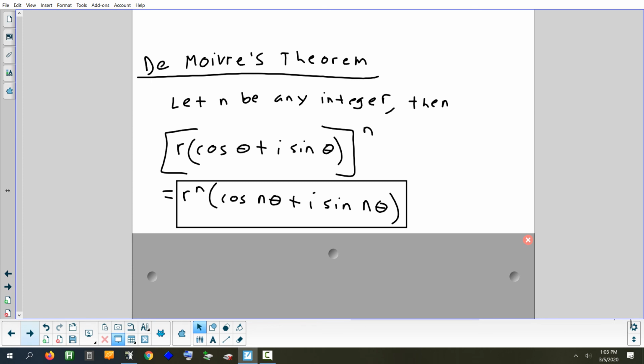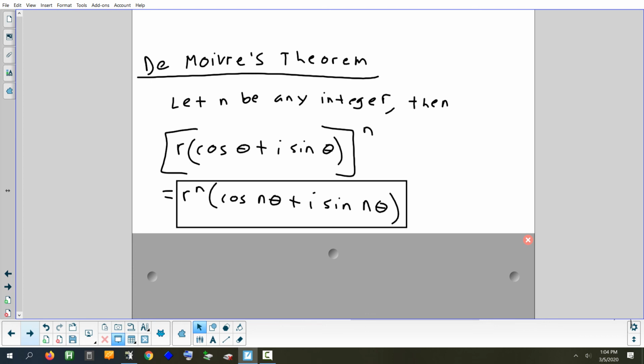So if I give you a number in trig form, or if it's not in trig form, you can get it in trig form. That's what you did last night. If you want to raise that to the nth power, two things: raise the radius to the power, multiply the angle by the power. And that's DeMoivre's theorem.